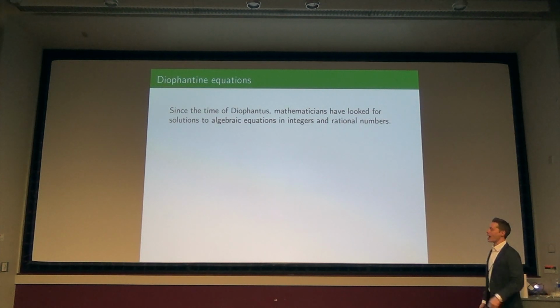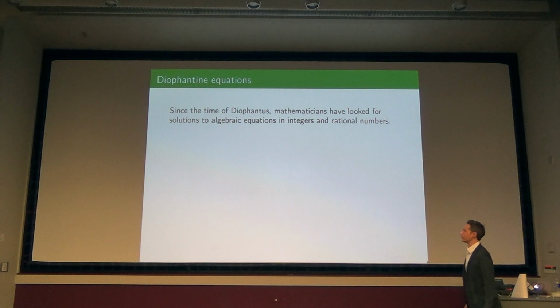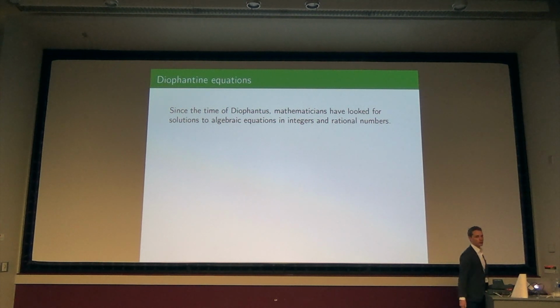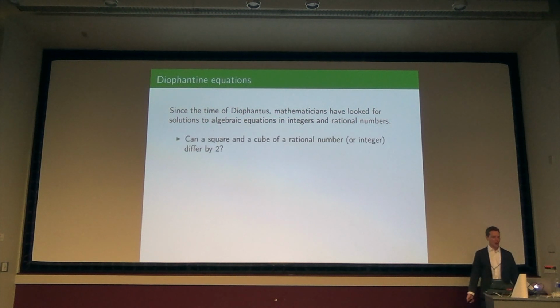So since the time of Diophantus, mathematicians have looked for solutions to algebraic equations in integers and rational numbers. This really does go back to the time of the Greeks. We cared about questions like, can a square and a cube of a rational number or integer differ by 2? That's the kind of thing that people were interested in very early on.